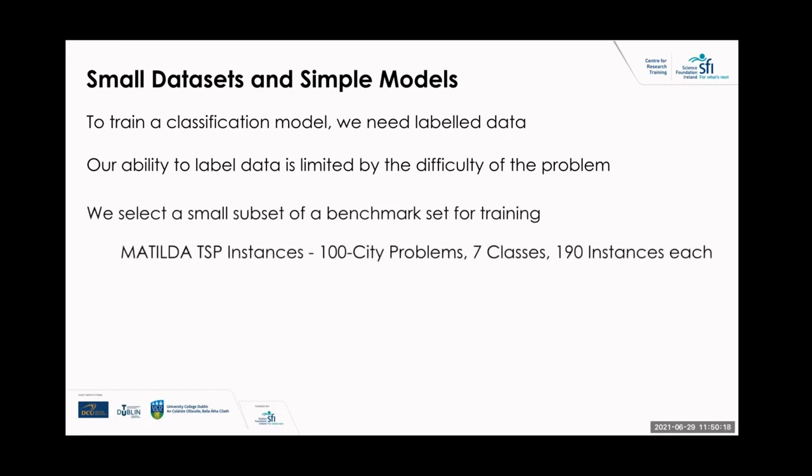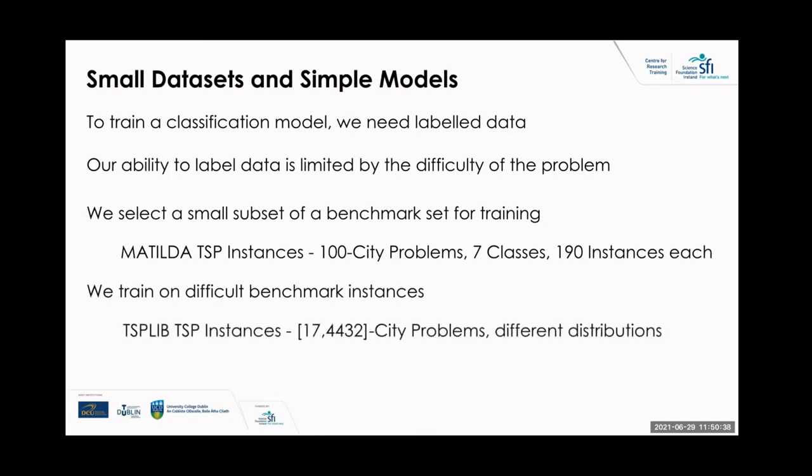This is a set of 100 vertex problems divided into 7 classes, and each of these classes has 190 problems in them each. Now, based on some observations from some previous works and some experiments we did, we choose only to train on the difficult problem instances in that set to have as our training set, and we evaluate them on TSPLIB problem instances.